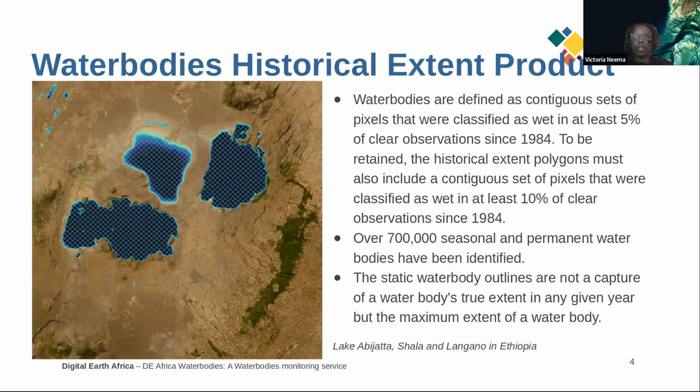Through this, we've been able to identify, like I said, over 700,000 seasonal and permanent water bodies, with the smallest water body being about 5 Landsat pixels. So that was about 4,500 meters squared. These water body polygons are not a capture of the true extent of a water body for any given year, but through the thresholds that we've used, we're able to capture the maximum extent a water body has been across time since 1984 to 2022.